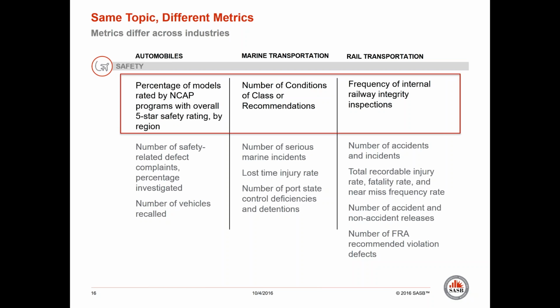So if you look here, just even across comparing one of these metrics across each of these industries, for example, in automobile, safety may be measured by the percentage of 5-star safety-rated cars that a manufacturer is producing. Versus in the shipping industry, it would be the number of recommendations, which are the result of some inspections. Similarly, in rail, we basically look at how frequently a rail company is inspecting their rail lines in order to ensure safety.